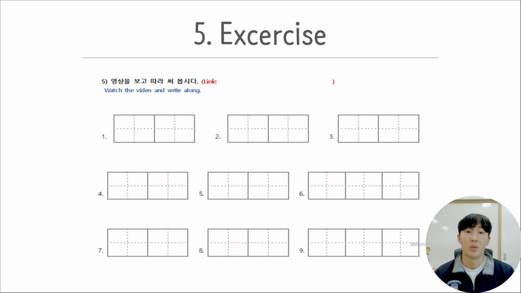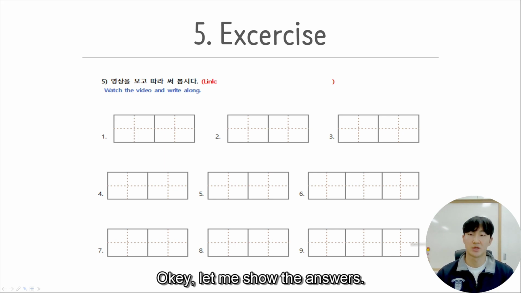Number 4, 모자. Number 5, 허리. Number 6, 아버지. Number 7, 소주. Number 8, 부자. Number 9, 지우개.